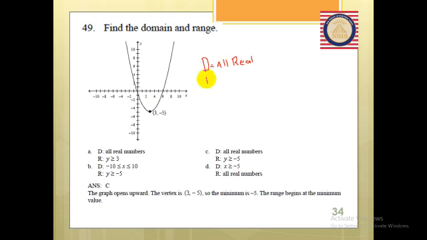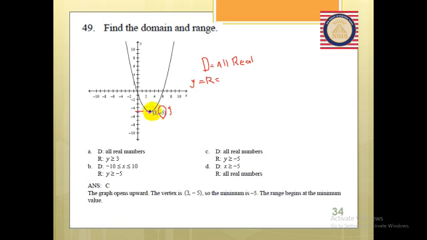What about the range? We're going to take the range from where? The range from the y. The range is the y. I'm going to take it from the y. From where do I start the y? Look here. I started the values of y from -5.